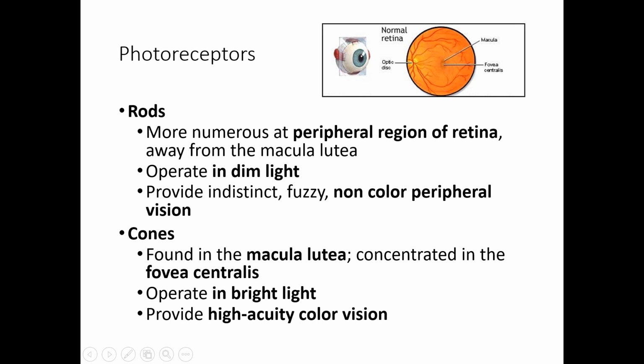In the center there is a structure called macula, and in the center of the macula there is another structure, fovea centralis. That's where most of the cones are located.